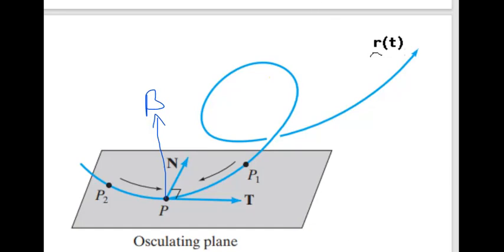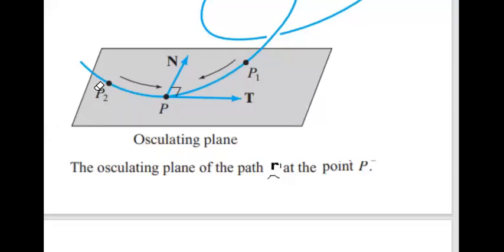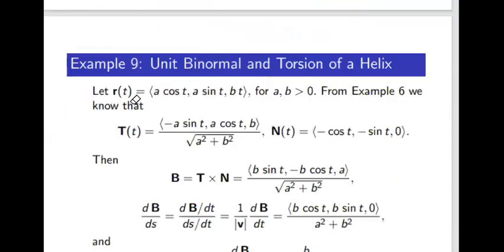Does that make sense? So let's see, how do we compute this torsion? How do we measure the torsion of the curve? All right. So you are given a curve. Here, this is your famous helix curve. Then you can find the unit tangent and unit normal. You know how to find them, and you can find B as well by taking the cross product.